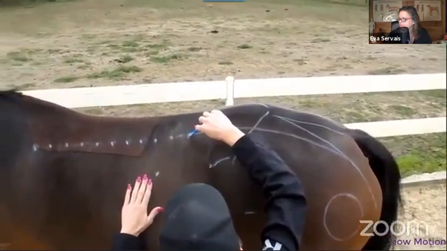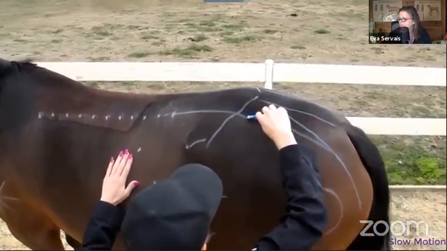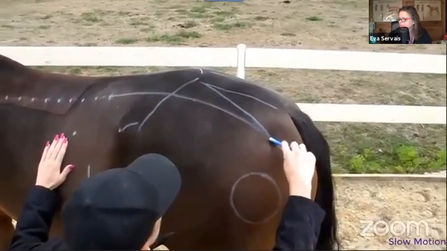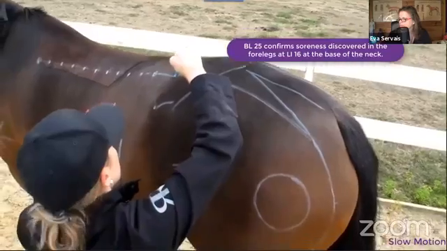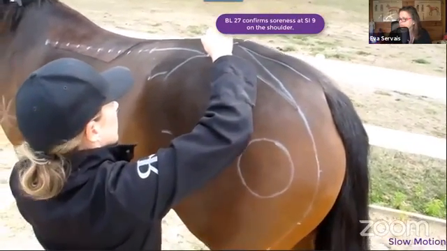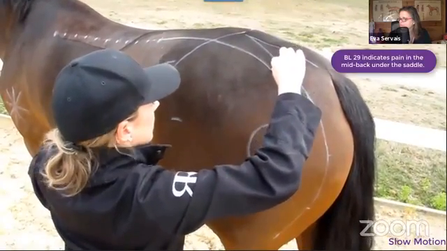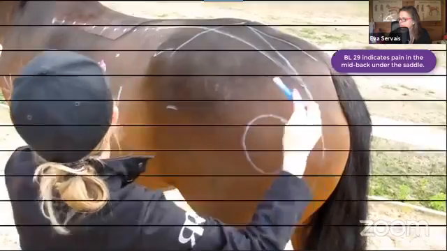Continue from bladder 23 to a point at the top of the poverty groove called bladder 30. Bladder 25 confirms soreness discovered in the forelegs, at large intestine 16, at the base of the neck. Bladder 27 confirms soreness at small intestine 9 on the shoulder. And bladder 29 indicates pain in the mid-back under the saddle.